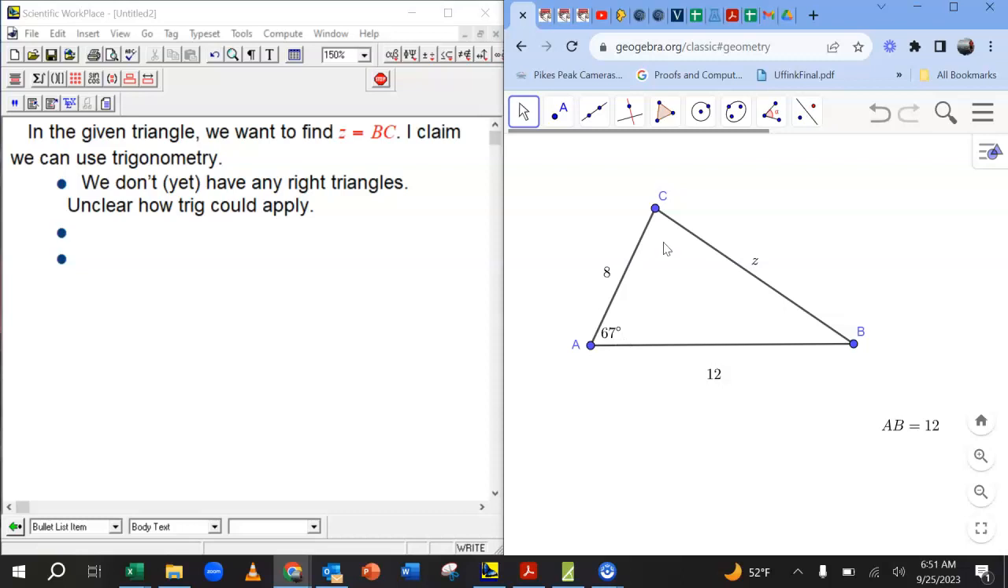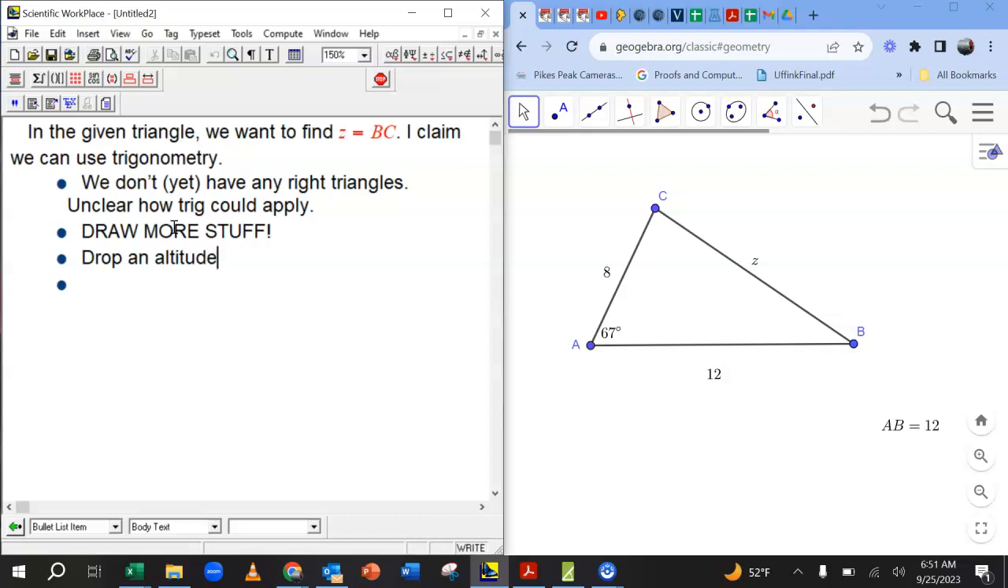And I claim we can use trig to find that third side of the triangle, even though it's not a right triangle. Well, so how would you apply trig, which we've seen the basic definitions are about right triangles? The key is a very standard piece of advice. If you're stuck on a geometry problem, draw more stuff. And in particular, if you want trig to engage, we want right triangles, so we're going to drop an altitude.